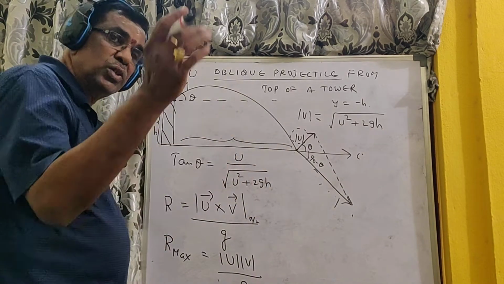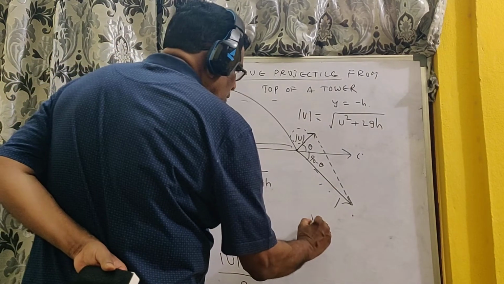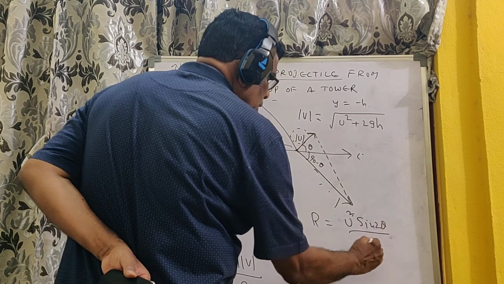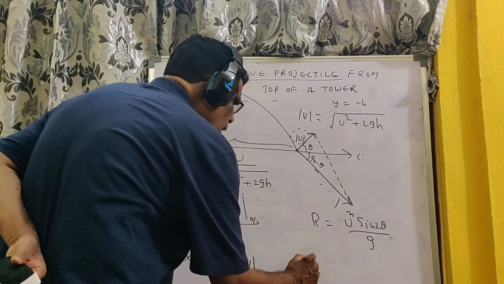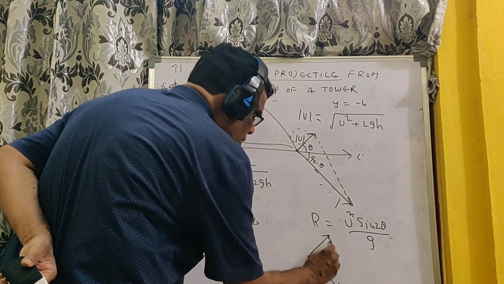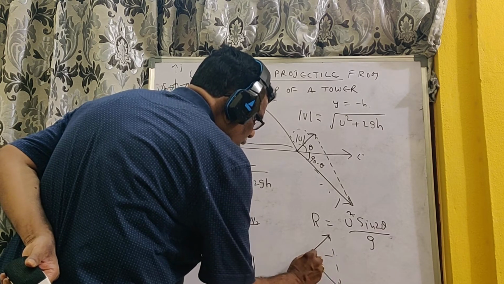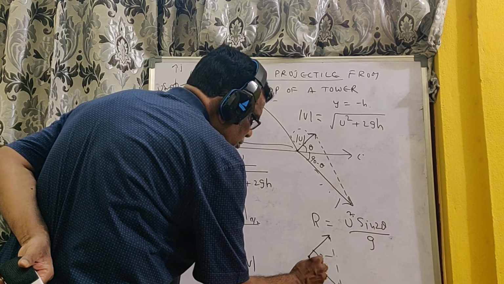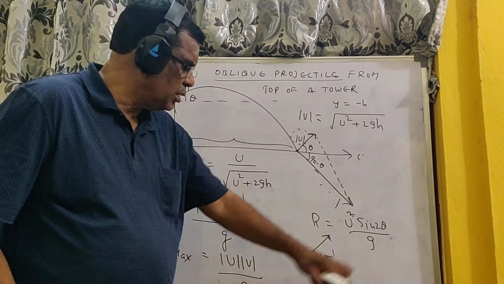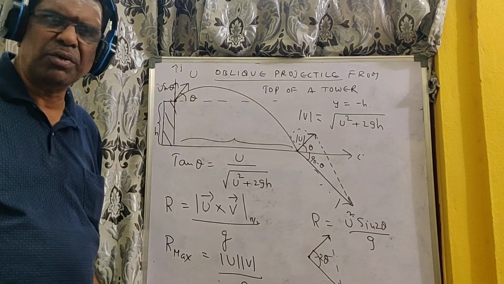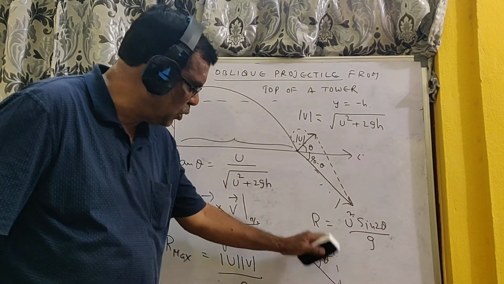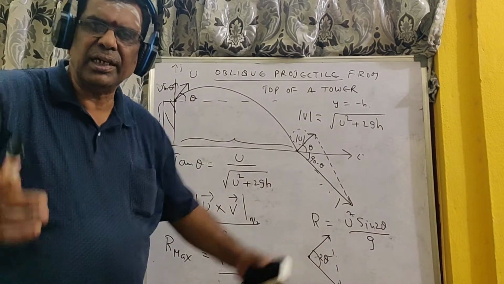Now let us go back to the original expression. What was your range expression? u square sin 2 theta by g. Alright. Now this is u and this is your v. What is the angle between these two? 2 theta. Any projectile you take, oblique projectile you take, you are going to get it like this. Therefore, it is u square sin 2 theta by g. That is your general expression.